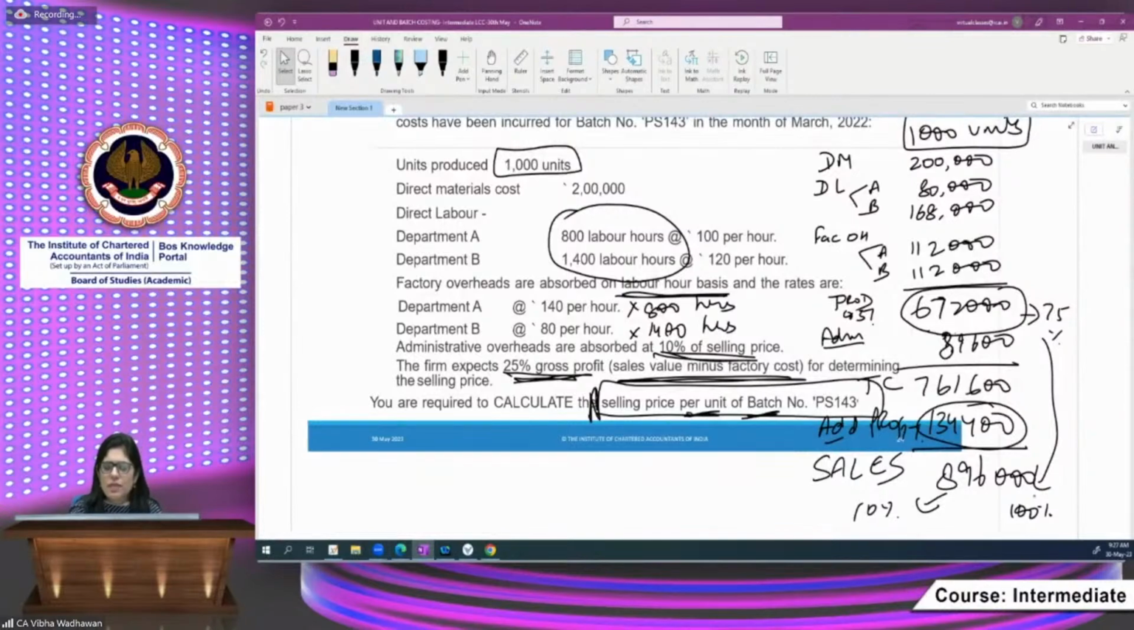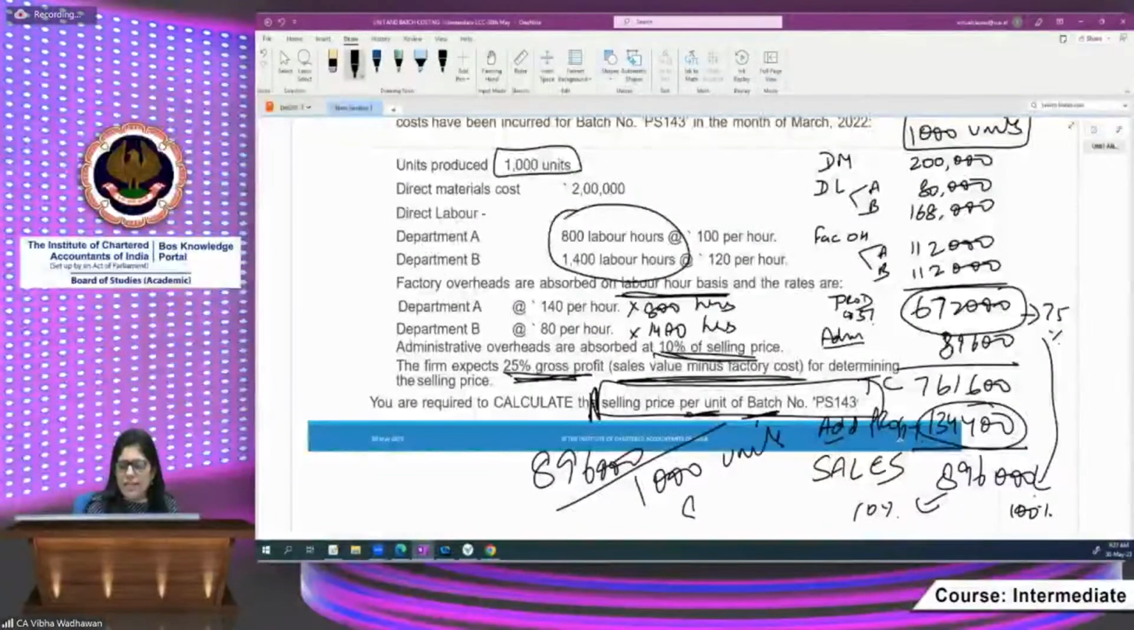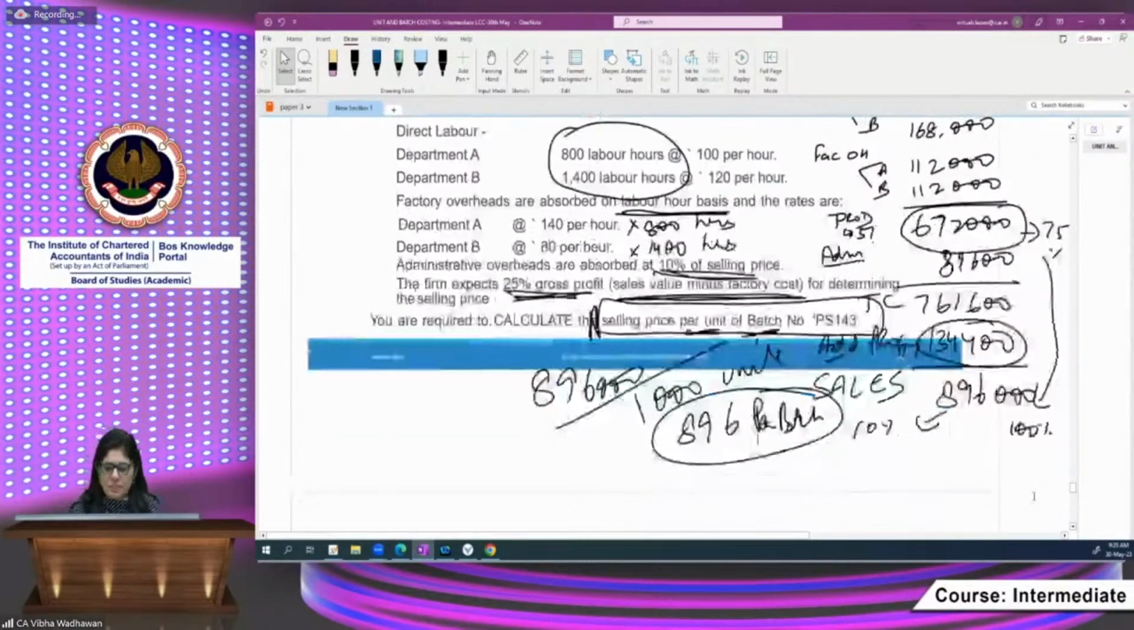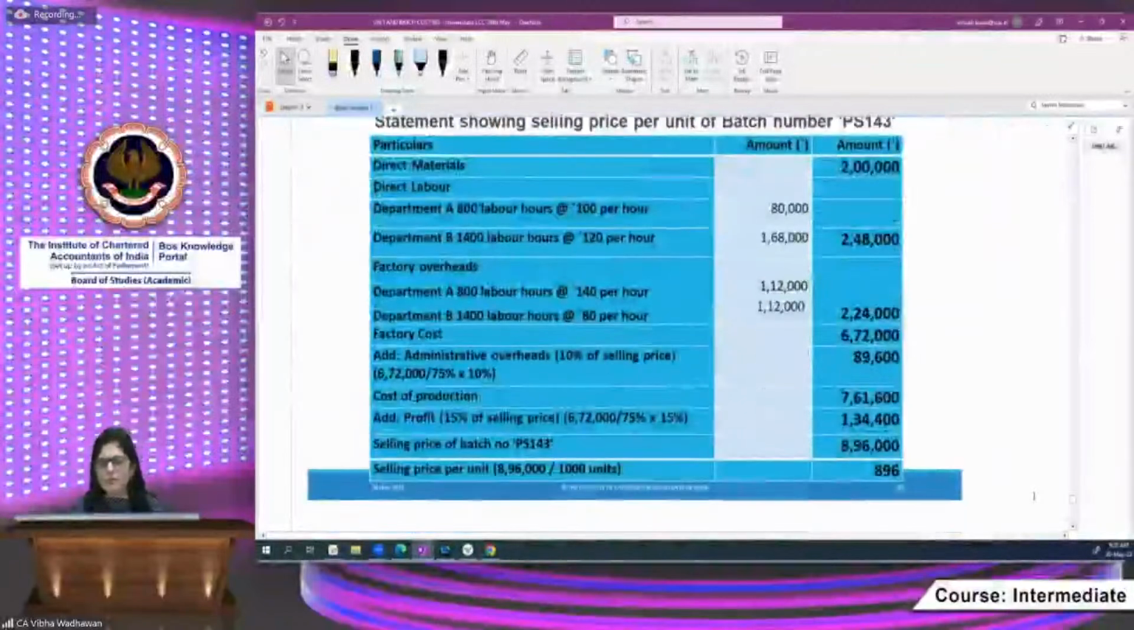And the selling price per batch, of course: 8,96,000 is your sales. Divided by 1,000 units, you will get 896 per batch. Selling price per batch is 896 rupees, per batch of 1,000 units. So this is how this question has to be done. I hope you have the solution. Yes, we have the solution also.